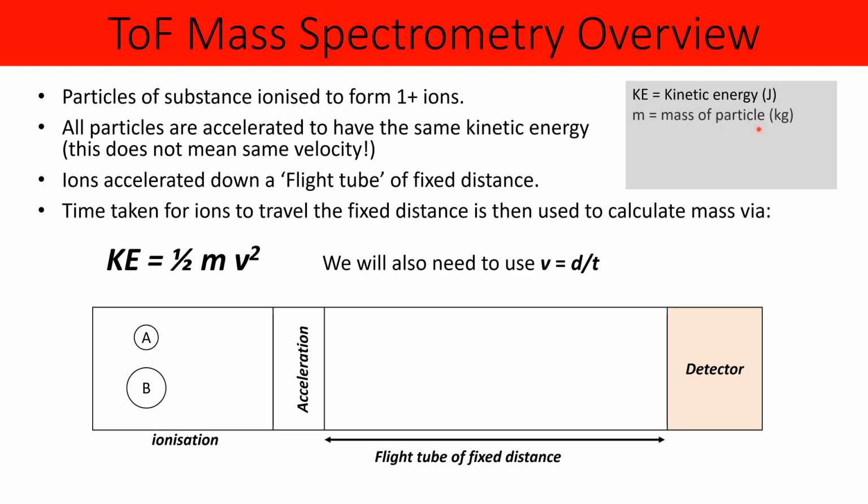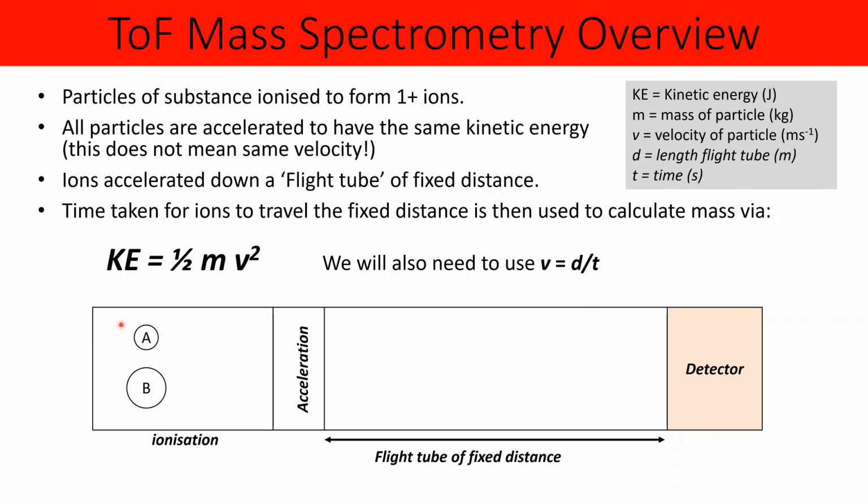Kinetic energy in joules, mass in kilograms, very unusual. Make sure you divide your mass by 1,000 to get it in kilograms, because almost every chemical equation you've ever done, you've worked in grams. The velocity of the particle in meters per second, new way of writing, not the old GCSE way. D, length of flight tube in meters, and T, time in seconds.